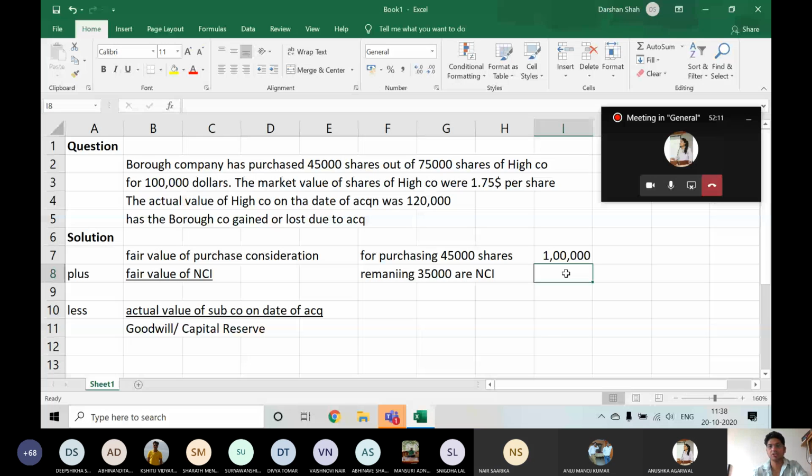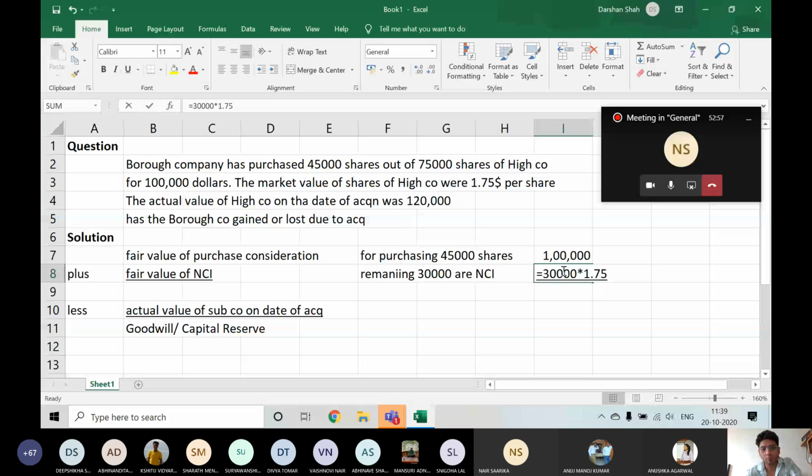Remaining 30,000 shares will be at fair value. Fair value means market value. No, sir, because out of 75,000, we have purchased 45,000 shares. So the remaining 30,000 shares are non-controlling interest. And what is the fair market value? 1.75. So that will be 30,000 into 1.75.